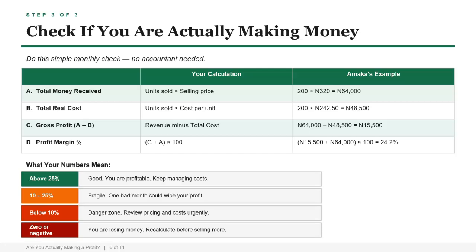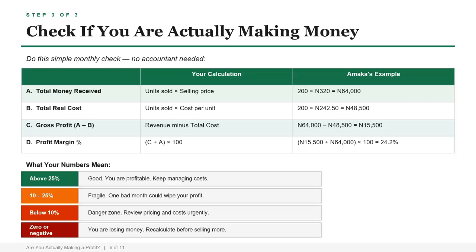So how much was the profit margin for Amaka? It is 15,500 naira divided by 64,000 naira, which is the total money received, multiplied by 100. That tells you she's making about 24.2%. Now, I've made some indicators below to help you. If it's above 25%, good, you're profitable, keep managing costs. If the profit margin is between 10 and 25%, it is very fragile. In other words, one bad month could wipe out your profit. Below 10%, you're in the danger zone. Zero or negative, you are losing money, so you have to recalculate before selling more.